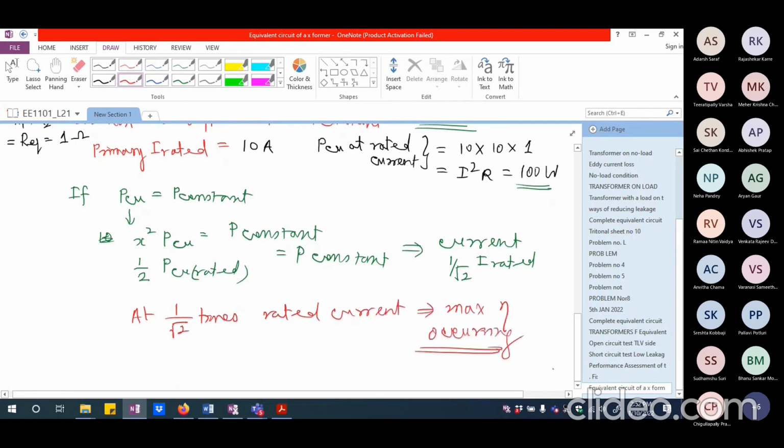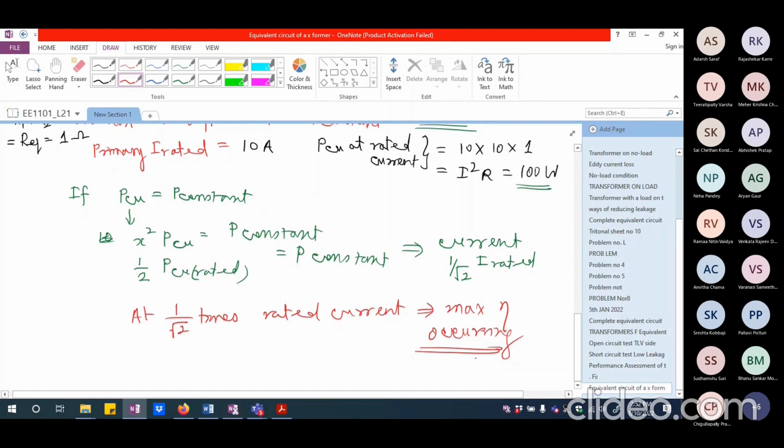Okay, so we'll try to do a few problems on no load test, short circuit test, as well as on efficiency calculation in today's class. Any questions on this?